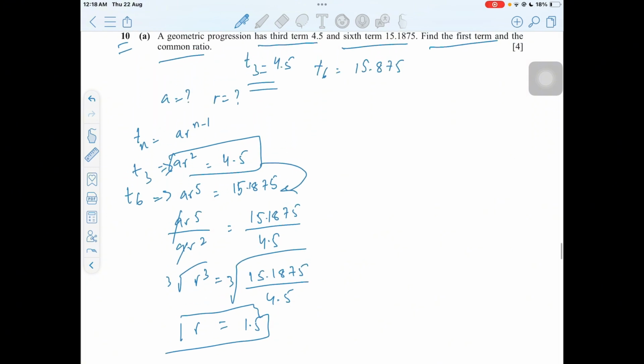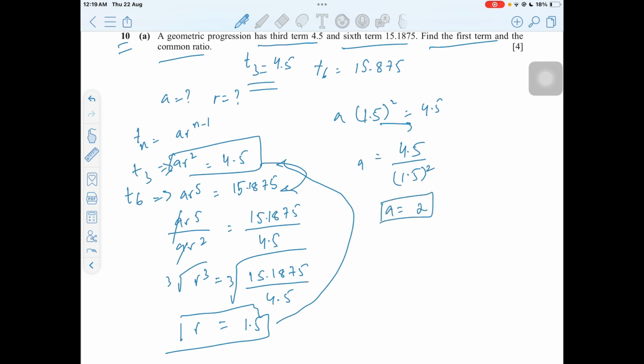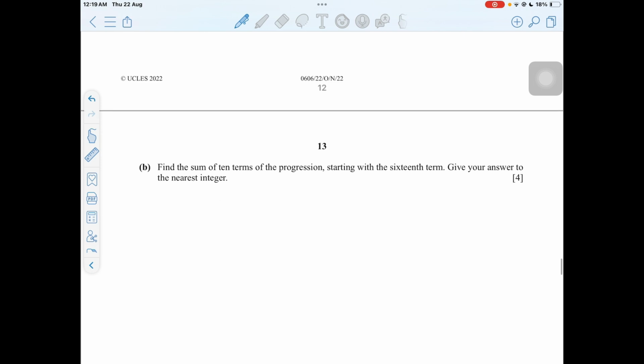We have our r. We can plug into any equation. Let's just plug in over here. So this would be a times 1.5 squared equals 4.5. This 1.5 squared would be divided. So this would be 1.5 squared. We have our a as 2, right? This would be 2.25 and this 2.25 is cancelled out. So we get 2, right?